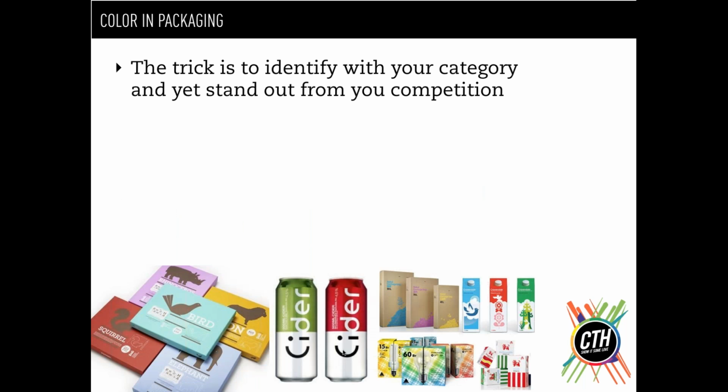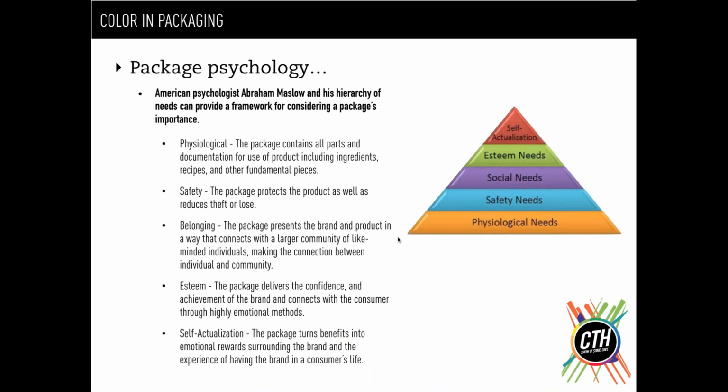The trick, I say, is to identify with your category and yet stand out from the competition. So it's a bit of a paradox. It's like, be part of a group, but stand out as a member of that group. Sounds challenging, right? If you think of it like a person, this is Maslow's hierarchy of needs. It's physiological. People need food, water, they need shelter, they need to feel safe, they need to feel like they're a member of a group, they need to feel like they're a valued member of that group. Same sort of thing goes with packaging.